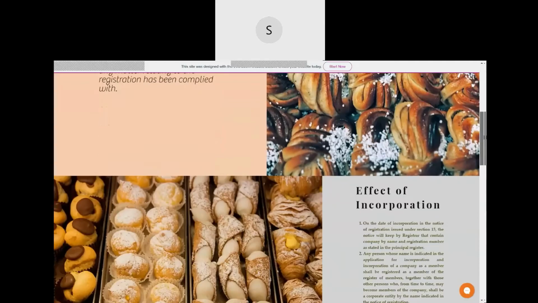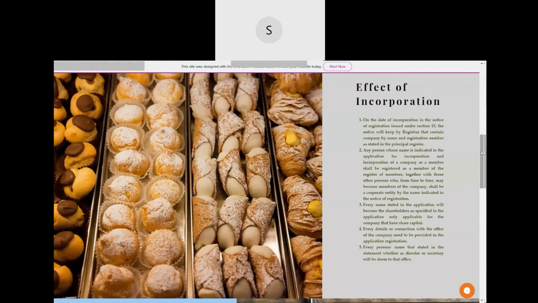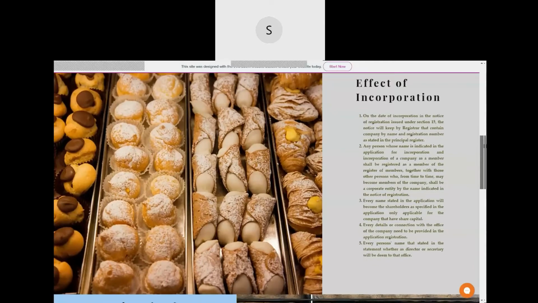Next, the second question is about the effect of incorporation. After the company is successfully registered, the registrar will keep the notice, and every name stated in the registration should be entitled according to the position indicated in the notice. The stated names will also become the shareholders. Every detail of the company should be mentioned in the registration.